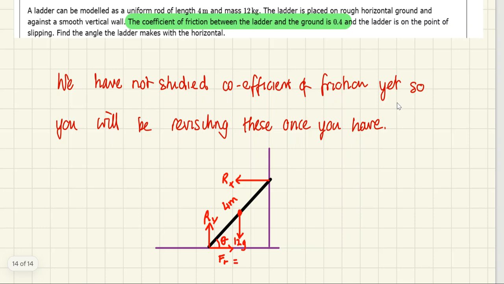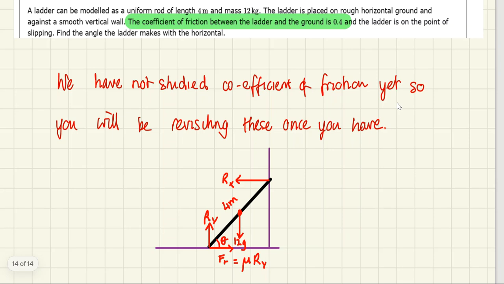To work out the frictional force, you've got the coefficient of friction, which is mu, times R, which is the reaction force, in this case Ry. Okay, so that's what your diagram looks like.